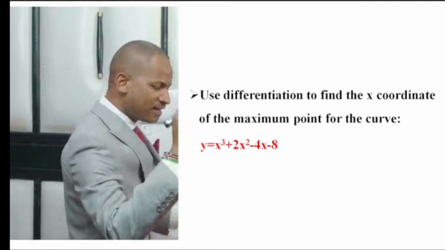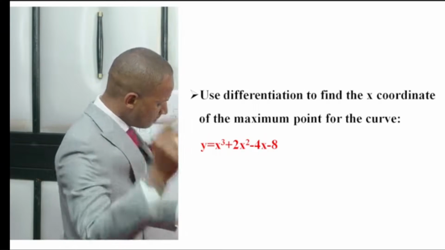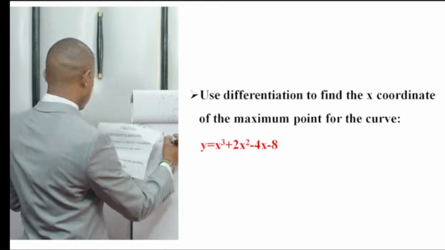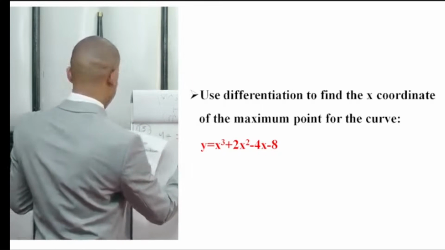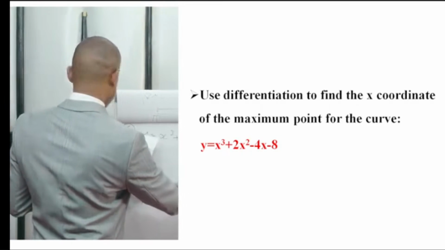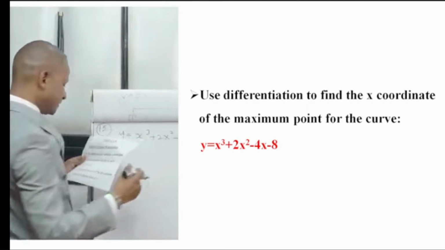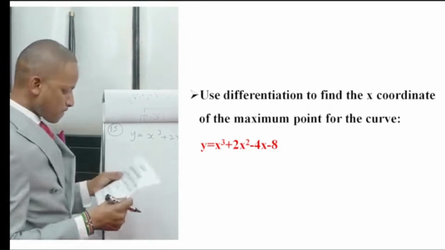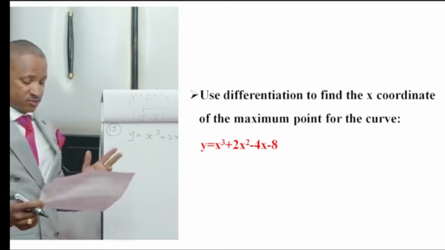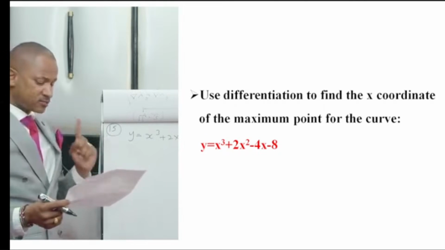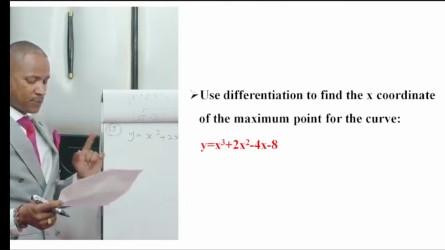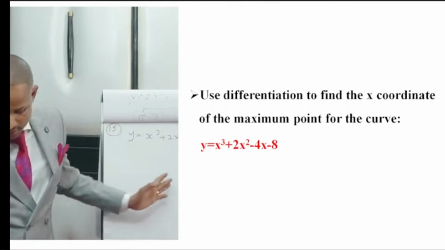Use differentiation to find the x coordinate of the maximum point. There is maximum and there is minimum. The curve is y equals x cubed plus 2x squared minus 4x minus 8. Use differentiation to find the x coordinate, not y, x, of the maximum point for the curve. And this is the curve.